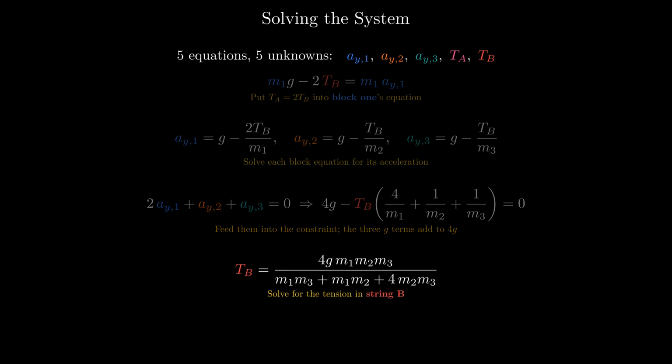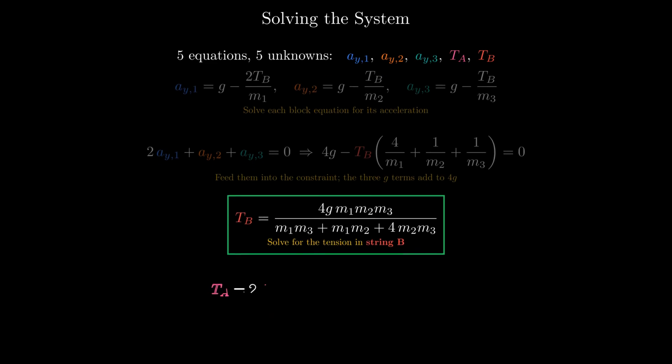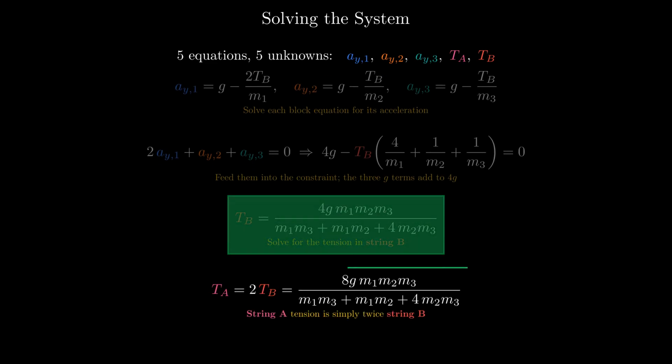The tension in string B is 4g, times mass 1 mass 2 and mass 3, divided by mass 1 mass 3, plus mass 1 mass 2, plus 4 mass 2 mass 3. And the tension in string A is simply twice that. Now back substitute the tension to get each acceleration. Let the denominator be mass 1 mass 3 plus mass 1 mass 2 plus 4 mass 2 mass 3.